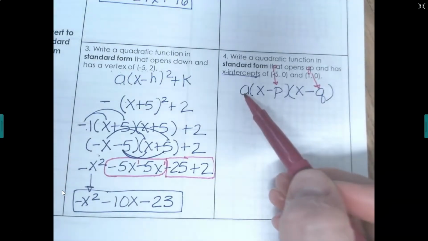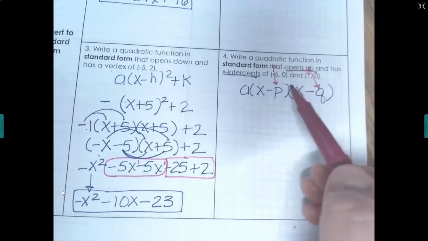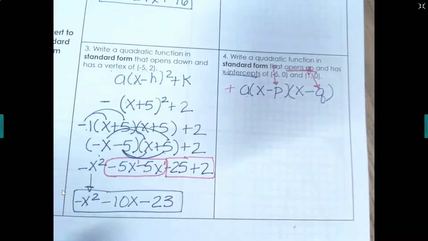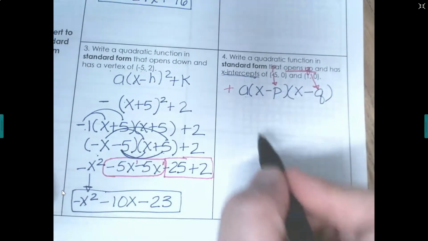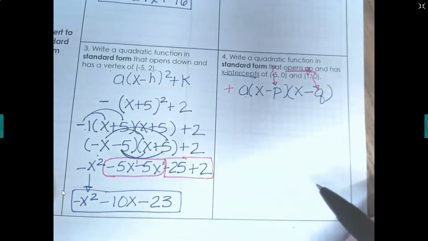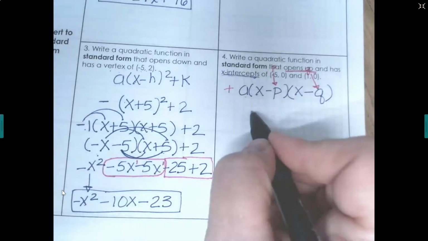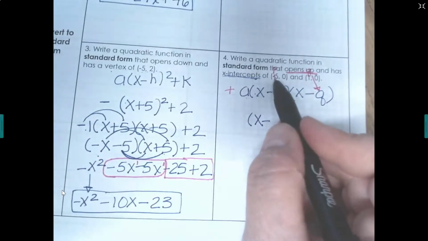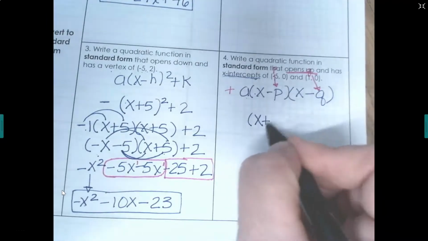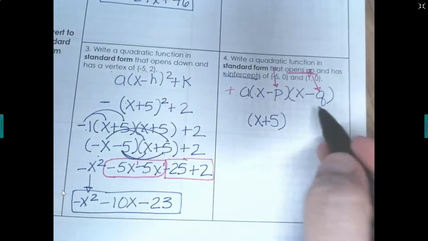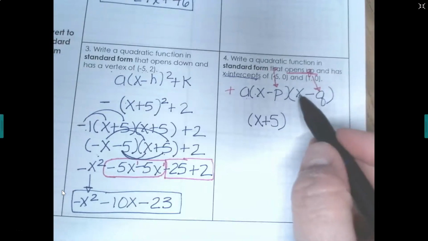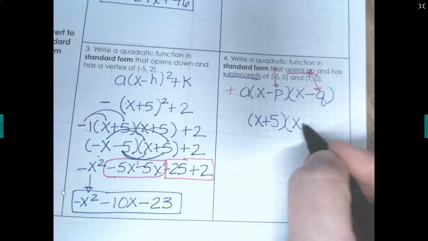And it doesn't mention anything about an a value. It does say it opens up, so that means we're going to have a positive sign out front, but it doesn't mention a stretch or a shrink, so we're going to maintain a 1 out front. It's not changing from what the parent graph would normally be, which is a 1. So we have a plus sign. We don't have to write it because not having a sign there indicates positive. So this says x minus whatever the x-intercept is. The x-intercept is -5. So x minus -5 becomes x plus 5. And this is x minus whatever the other x-intercept is, which is +1. So x minus +1 becomes x minus 1.